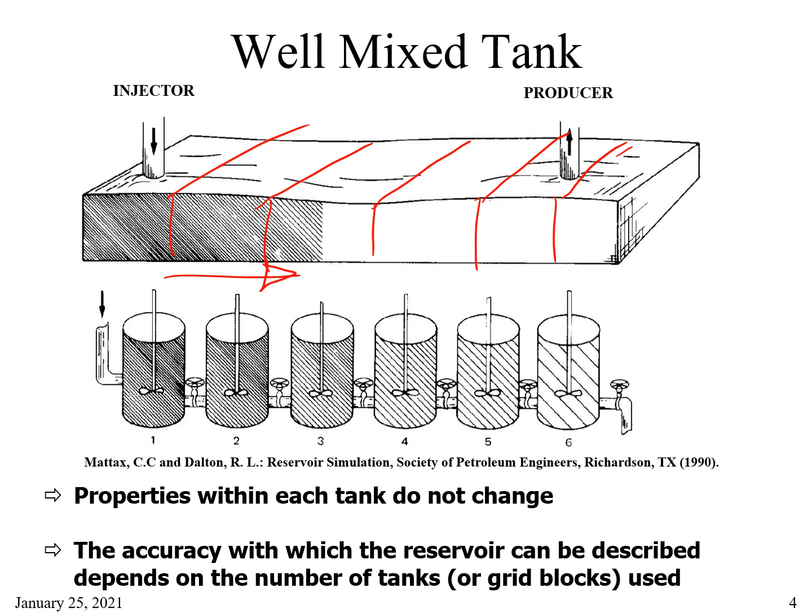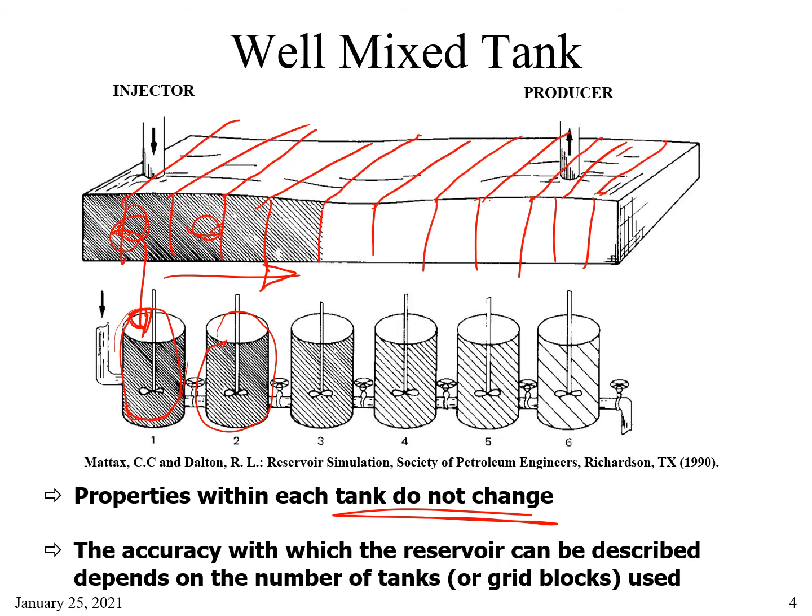And each of the grid blocks is basically a tank model. It's like a well-mixed tank, meaning the properties within each tank are homogeneous. The properties within each grid block are homogeneous, right? And if you want to increase the accuracy of the solution, increase the number of grid blocks or the number of tanks. That makes the system more accurate.